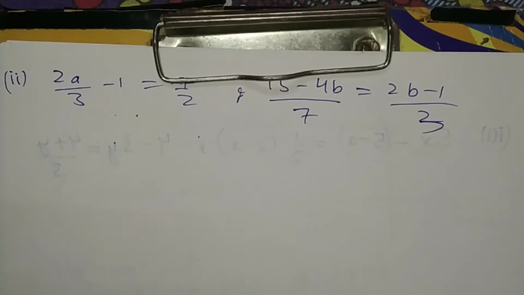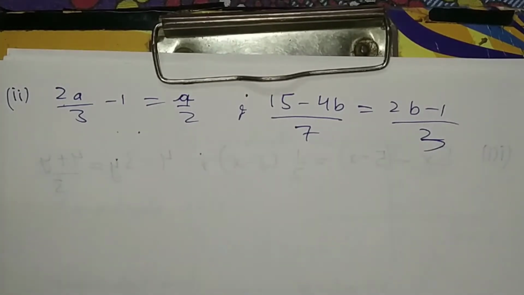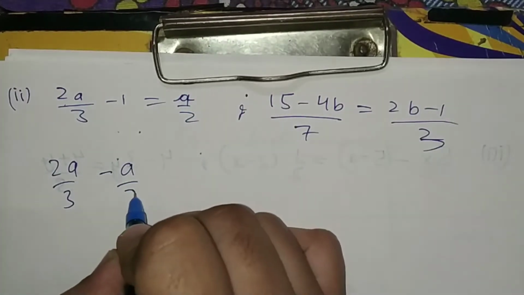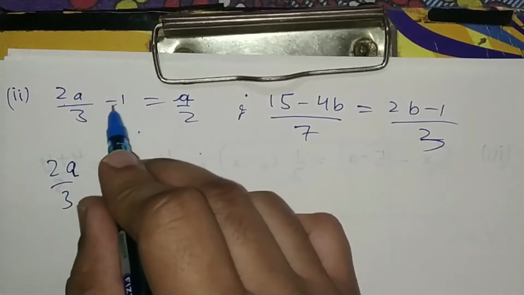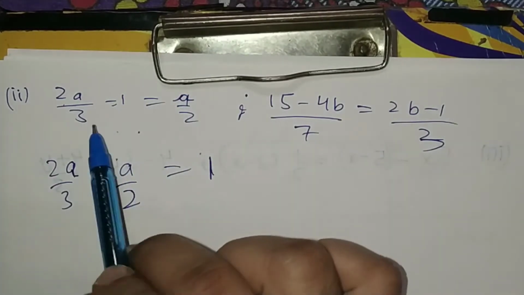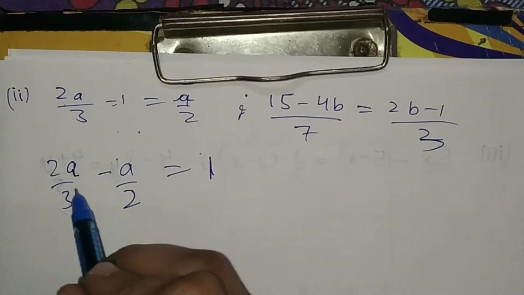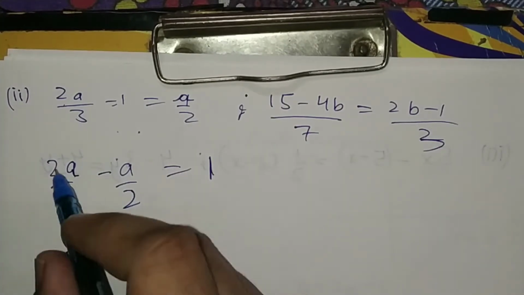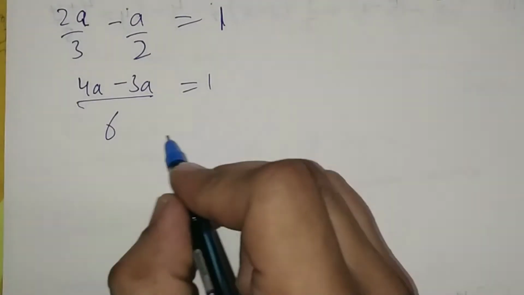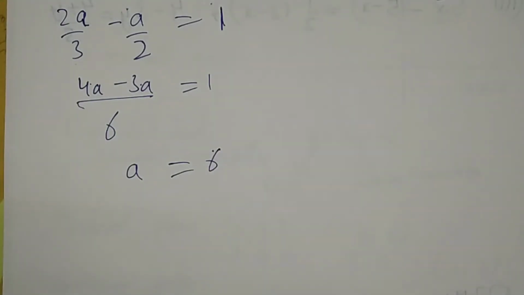This is your second part. 2a upon 3 minus 1 is equal to a by 2. So we take 2a upon 3 to that side, and minus 1 becomes positive when we take it to this side. 2a by 3 minus a by 2 is equal to 1. Take LCM 6. 4a minus 3a is equal to 6. Cross multiply, 1 into 6, 6, 4 minus 3, a. So the value of a is 6.